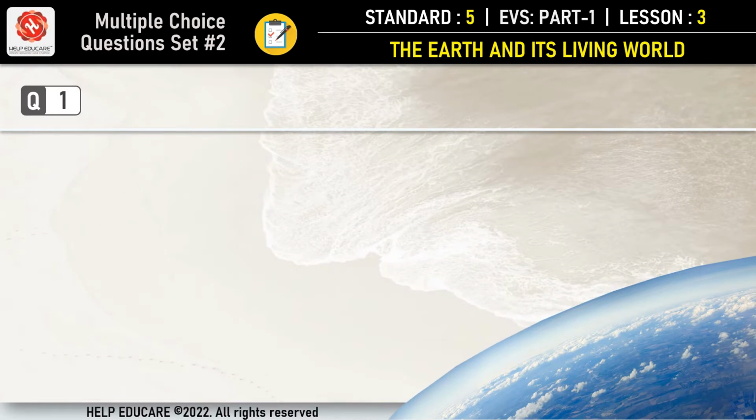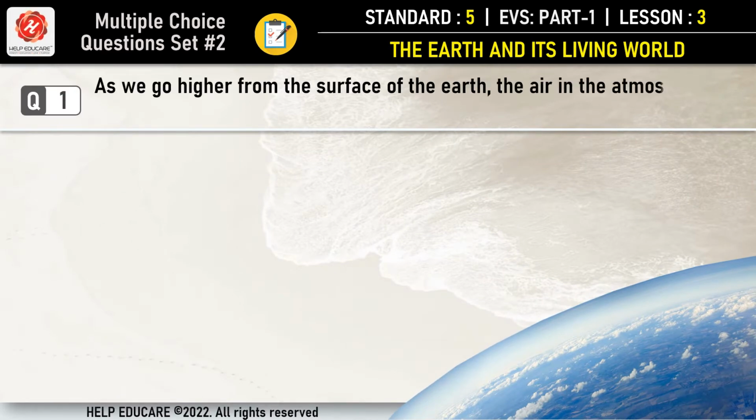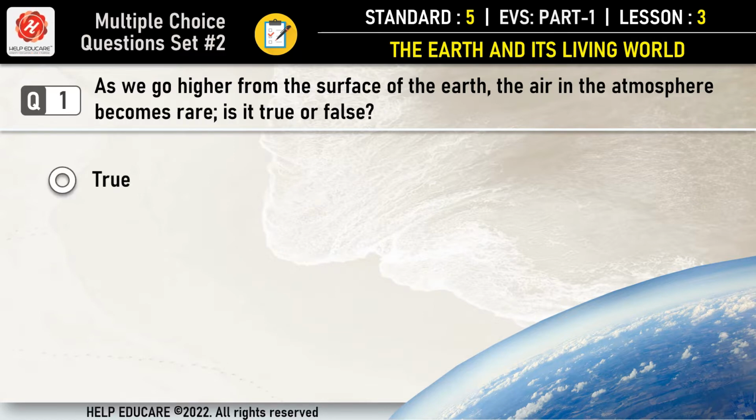Question number 1. As we go higher from the surface of the Earth, the air in the atmosphere becomes rare. Is it true or false? First option, true. Second option, false.